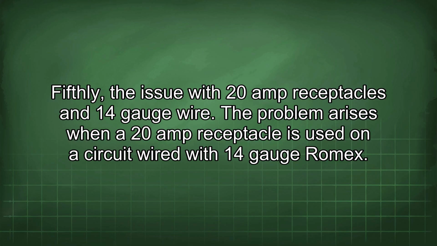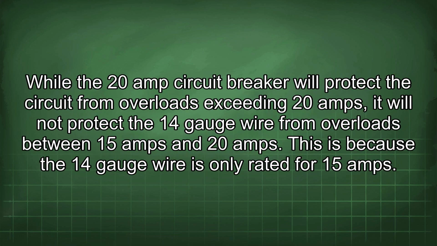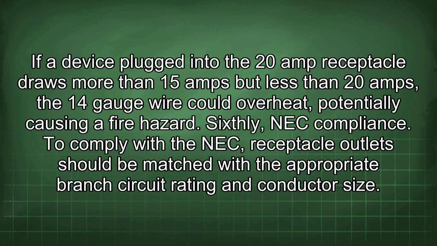Fifthly, the issue with 20-amp receptacles and 14-gauge wire. The problem arises when a 20-amp receptacle is used on a circuit wired with 14-gauge Romex. While the 20-amp circuit breaker will protect the circuit from overloads exceeding 20 amps, it will not protect the 14-gauge wire from overloads between 15 amps and 20 amps. This is because the 14-gauge wire is only rated for 15 amps. If a device plugged into the 20-amp receptacle draws more than 15 amps but less than 20 amps, the 14-gauge wire could overheat, potentially causing a fire hazard.